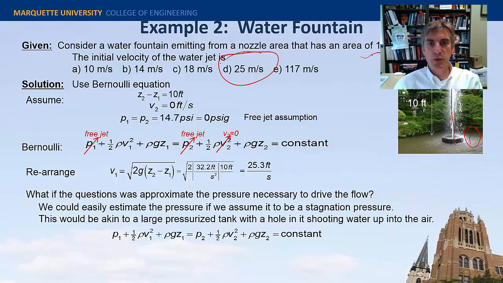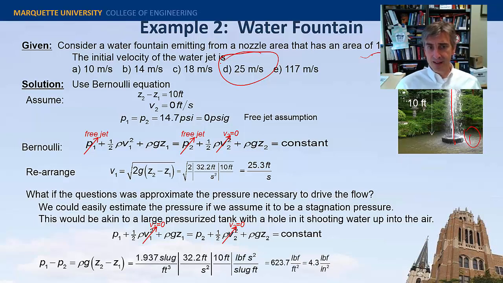We could easily estimate the pressure if we assume it to be stagnation pressure. This would be akin to a large tank with a hole in it and the water shooting up. So I'm assuming that the velocity both inside this tank and at the top of the jet is 0. And so then I would just get that the pressure difference is equal to the elevation difference, blah, blah, blah. Crank it out, and it's about 4.3 psi.